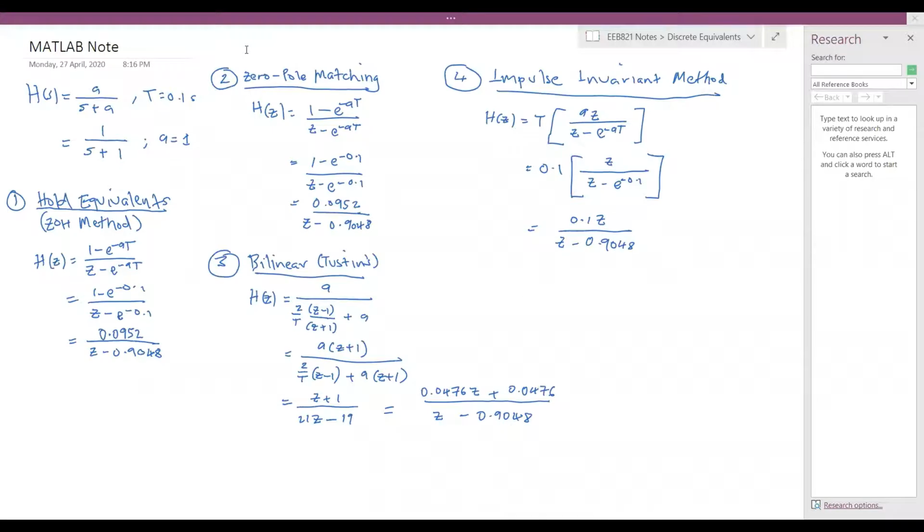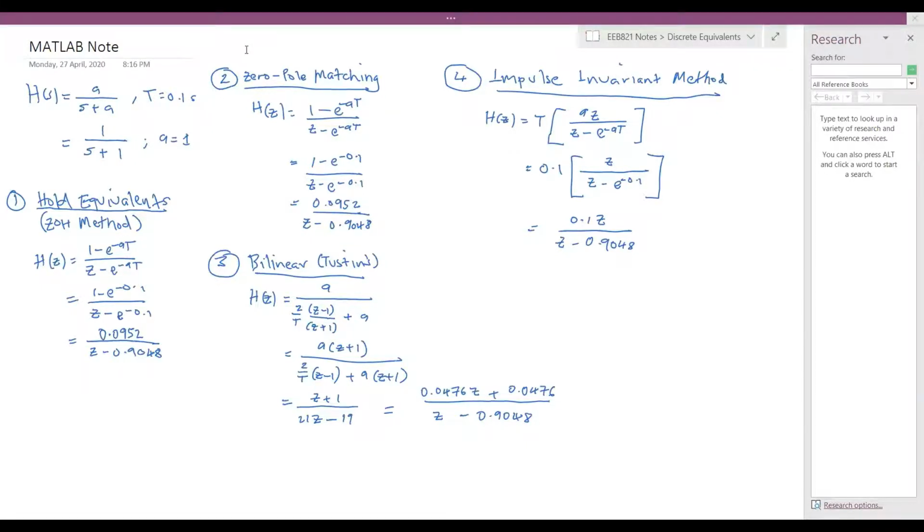Now moving on to using MATLAB for converting a continuous system into a discrete one. We have been using this example in our notes: h of s equals a over s plus a. Let's say we substitute 1 for a. So we will get h of s equals 1 over s plus 1. And throughout, let's say our sampling time is 0.1 seconds.